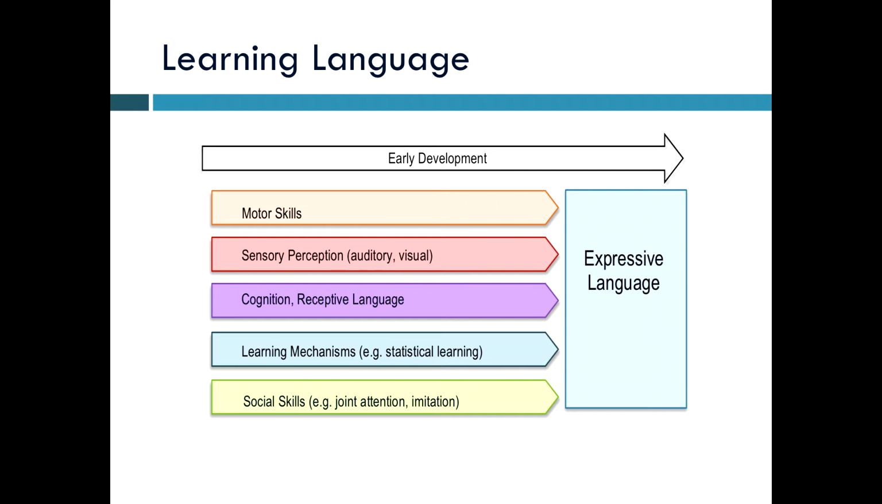We talked a lot about motor skills. You obviously need to have some basic sensory perception abilities. You need some level of cognition and receptive language in order to develop spoken language. There are underlying learning mechanisms. And then there are these social skills like joint attention, imitation, being able to engage with another person. And we know that that is one of the core deficits in kids with ASD.